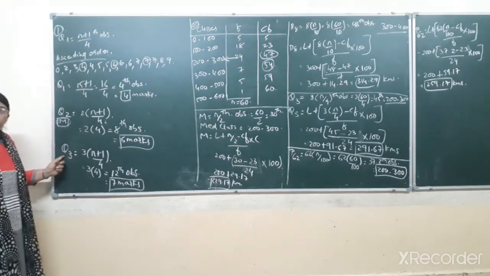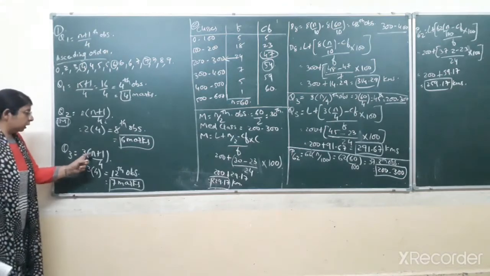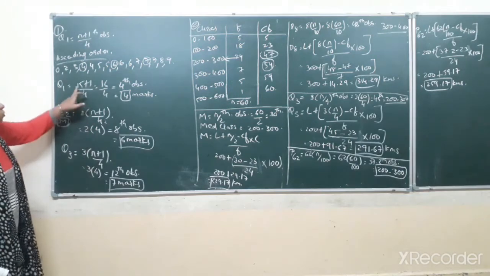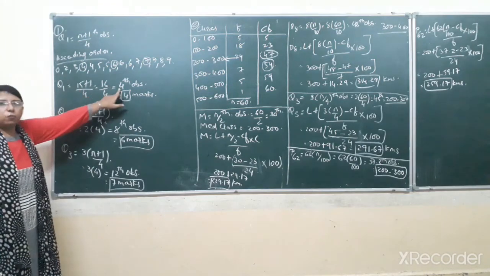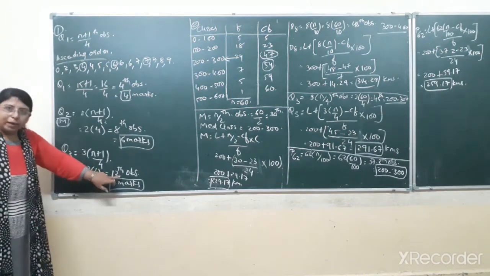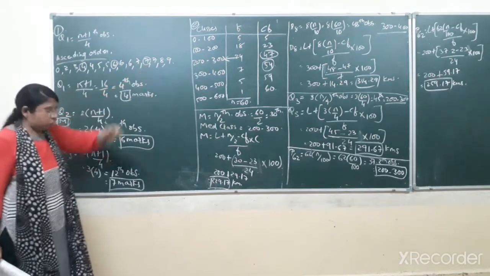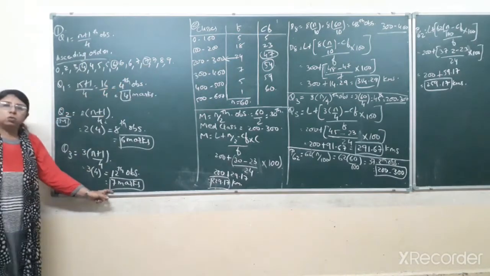Next one, that is Q3. Okay, Q3 is equal to 3 into (n plus 1) by 4. So (n plus 1) by 4 already we have found out by the first one, that is 4th observation. So 3 into 4 would come to 12. So 12th observation. What would be the 12th observation? That is 7. Okay, so Q3 is equal to 7 marks.